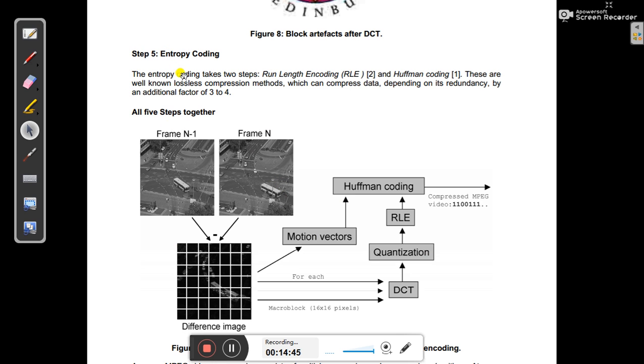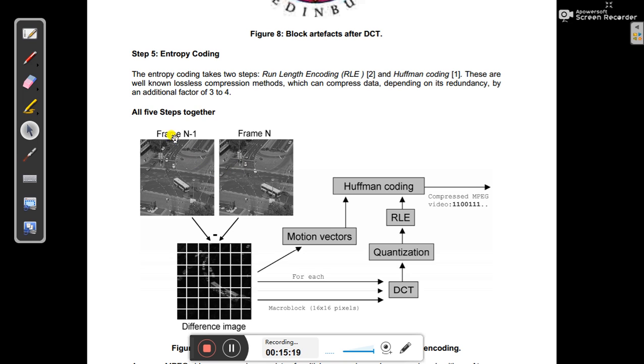After that it will go for entropy coding. The entropy coding takes two steps: run length encoding and Huffman encoding. These are well known lossless compression methods which can compress data by an additional factor of 3 to 4, depending on its redundancy. So here we can see that run length encoding and Huffman encoding are used, both of which are lossless, not lossy. We only lose data in quantization. The maximum information loss happens in quantization only.